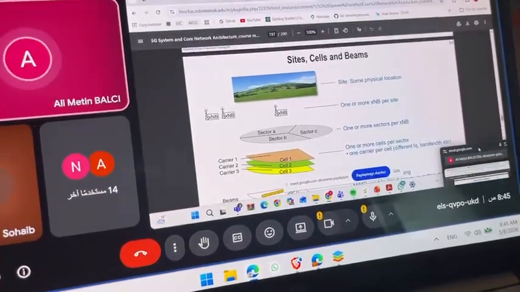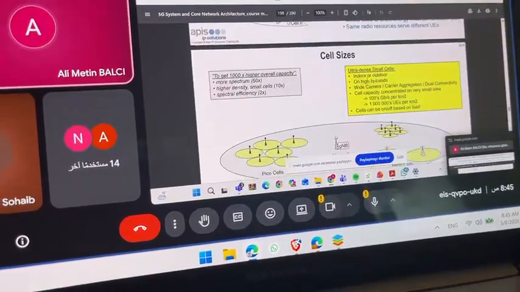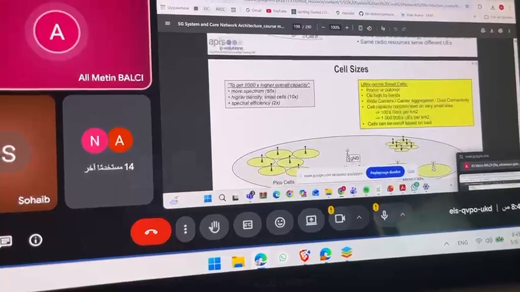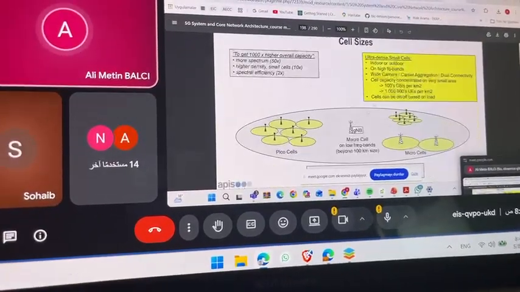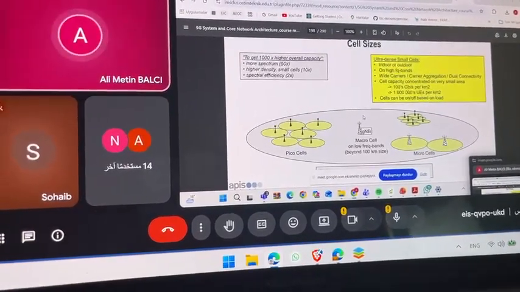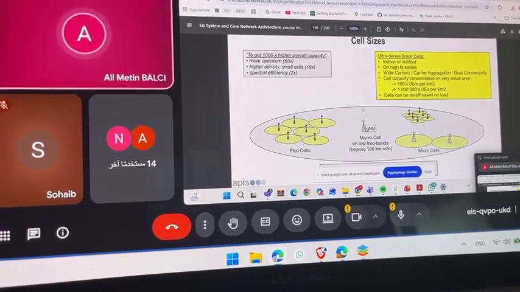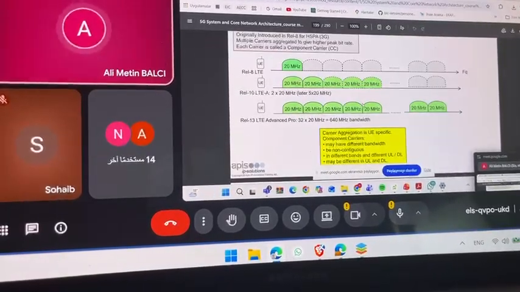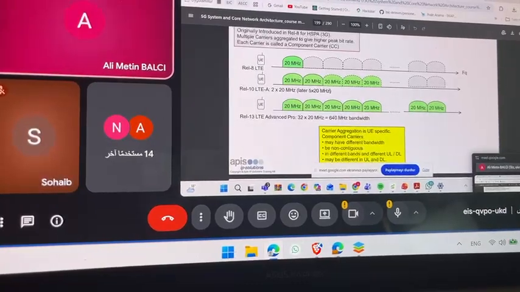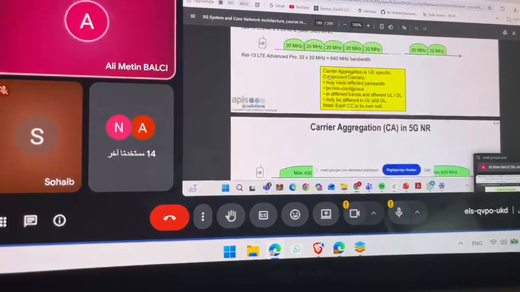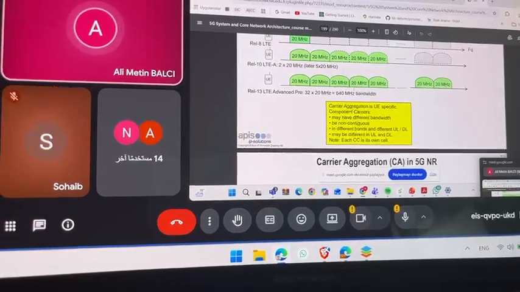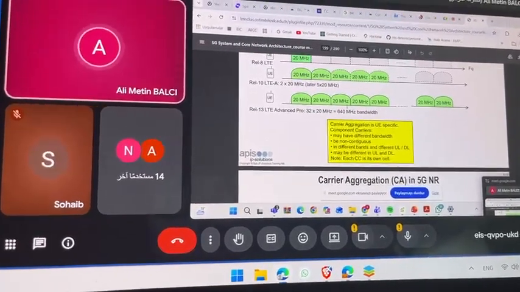It's important to know how we are going to cover these beams, and I'm going to share more information on that. Cell size is important. Why do we need many cells, dense cells in 5G? Carrier aggregation is important. How we end up with the huge bandwidth, okay, by utilizing this carrier aggregation technology.